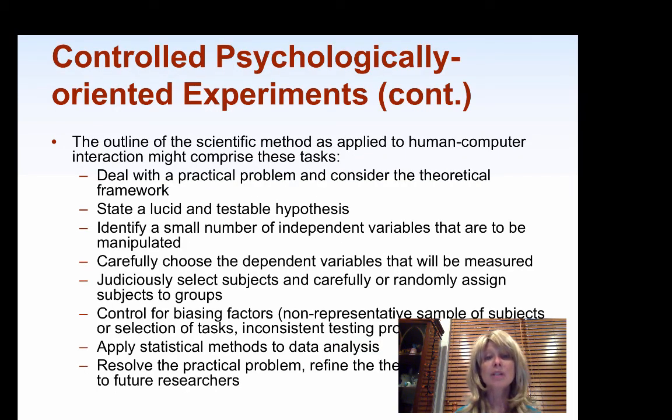So the last thing I want to talk about is this concept of psychologically oriented experiments. Really what it's talking about is the methodology that you would use. When we're creating any kind of experiment or we're doing any kind of research, we have to have a methodology, the scientific method. And how is the scientific method applied to human-computer interaction? That's really what we're asking here. So a scientific problem has a practical problem, and it considers a theoretical framework. It means that there's some method that we're going to go about looking at this problem.